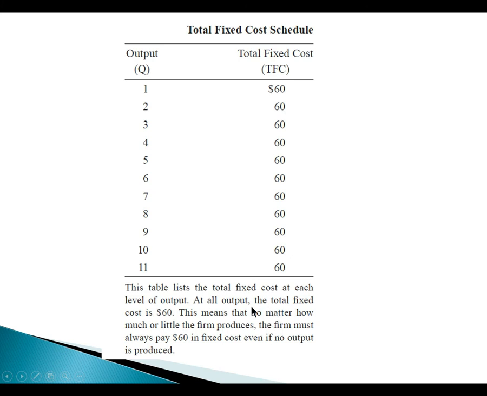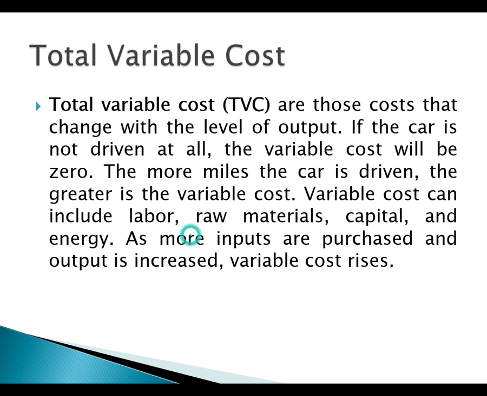At all output levels, the total fixed cost, let's say in this example, is $60. This means that no matter how much or little the firm produces, the firm must always pay $60 in fixed cost, even if no output is produced. So it is a very common concept. If you have any kind of question, you can ask me anytime.